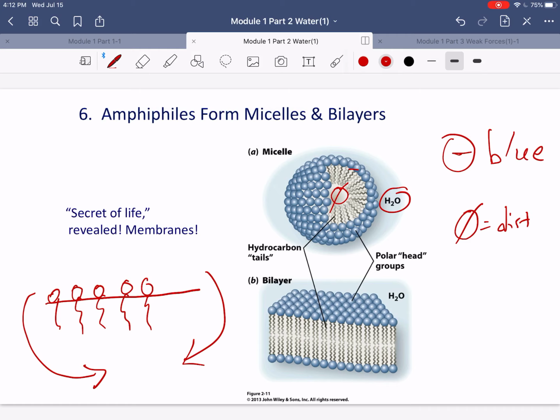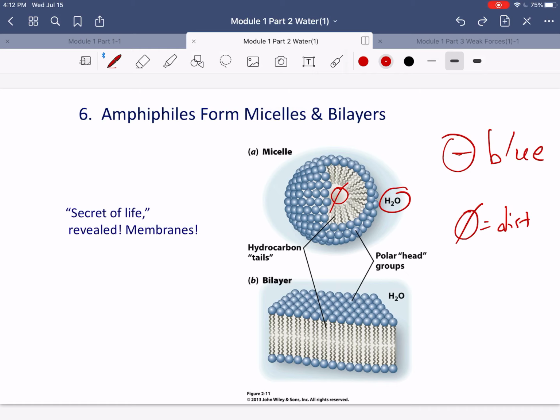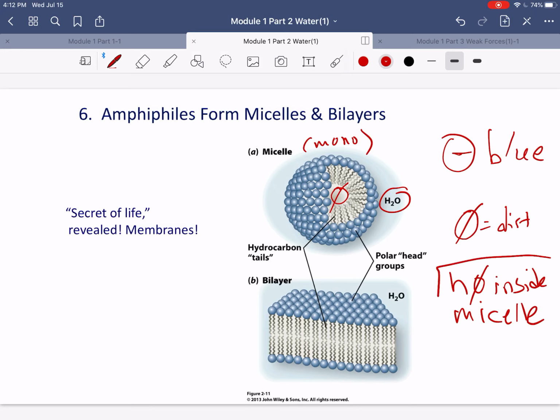The reason that I describe it that way is because the other way that amphiphiles can organize, if they have two tails, is as a bilayer. So a micelle is actually a monolayer and has no lumen. Lumen is the aqueous inside. It's hydrophobic in the middle, hydrophobic inside a micelle. Okay? Hydrophobic inside the micelle. That's important. That's where the dirt goes.